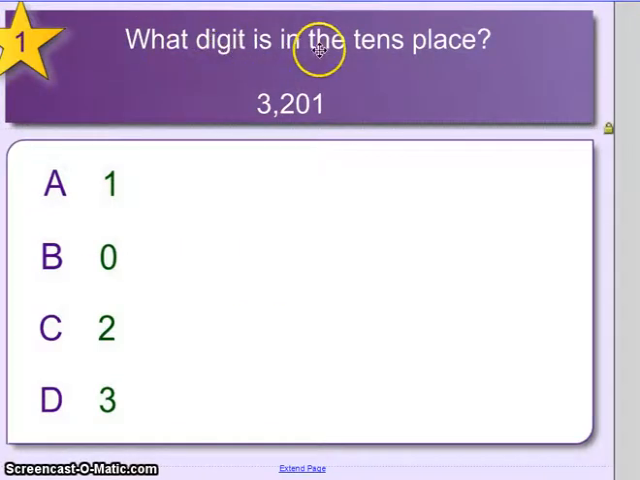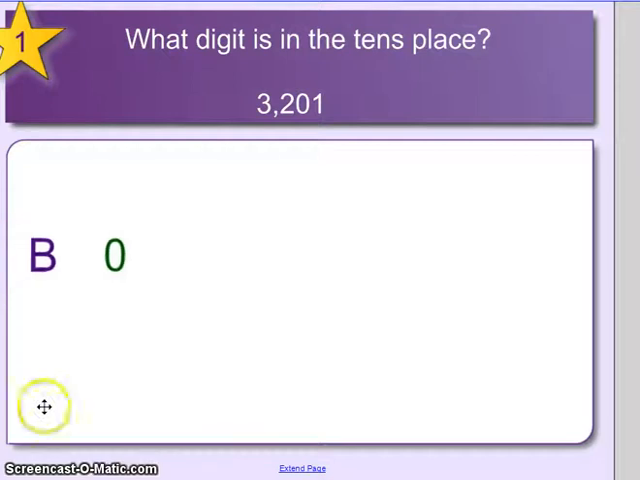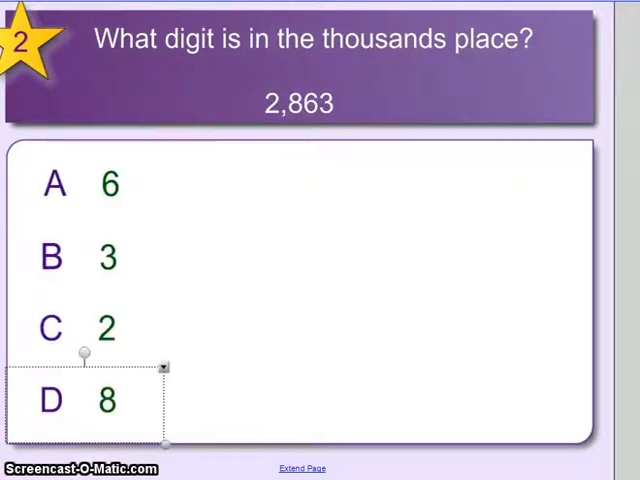What digit is in the tens place? Oops. The 0 is in the tens place. What digit is in the thousands place?